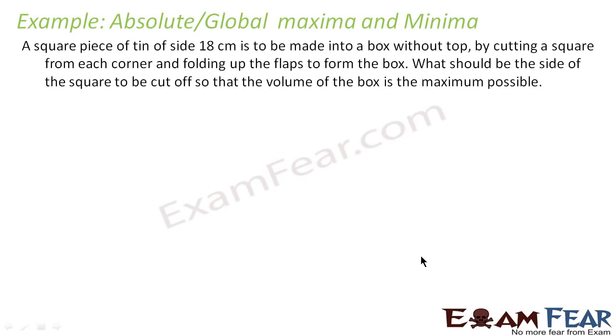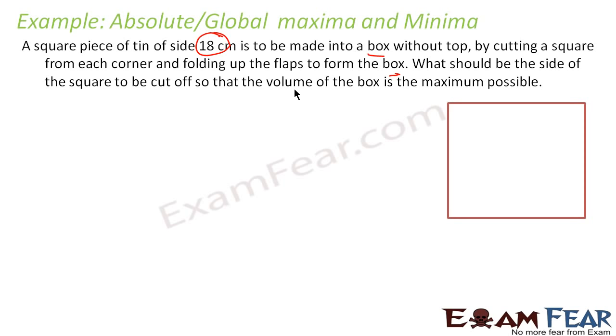One more question. A piece of square tin of side 18 cm has to be made into a box without a top by cutting a square from each corner and folding the flaps to form the box. What should be the side of the square to be cut so that the volume of the box is maximum?